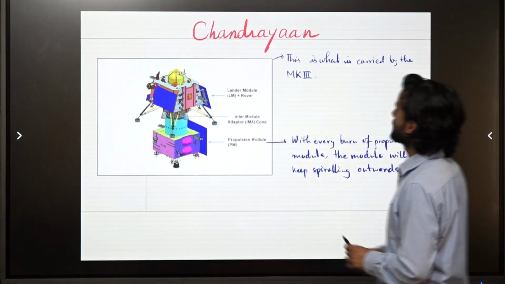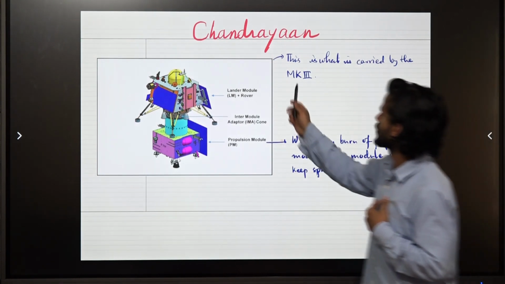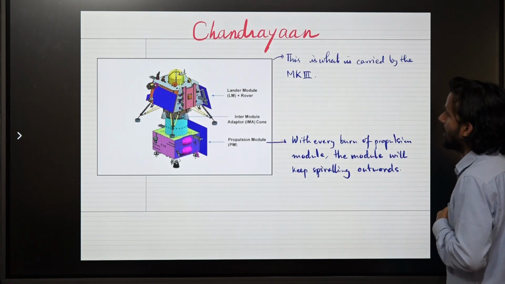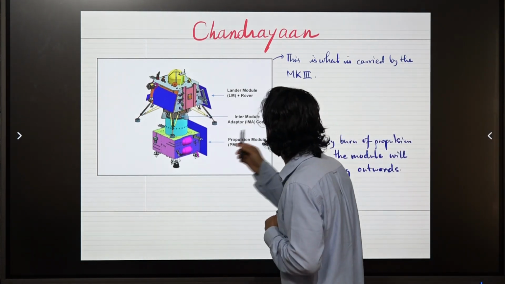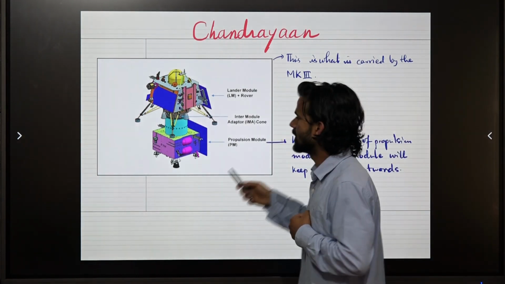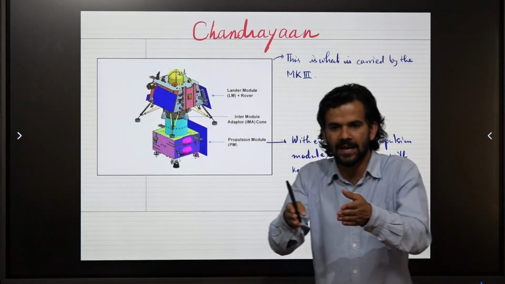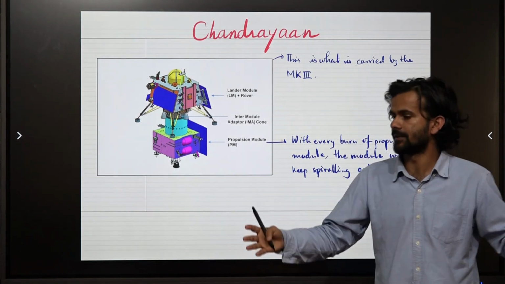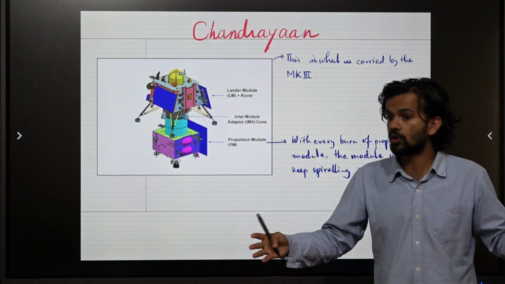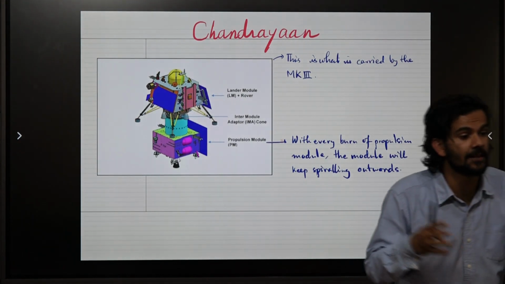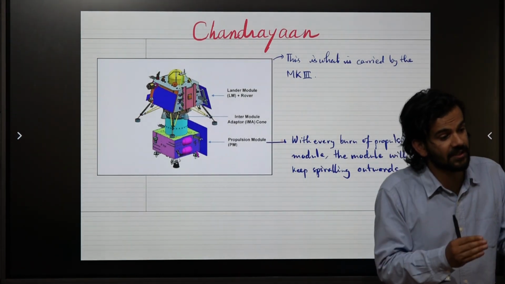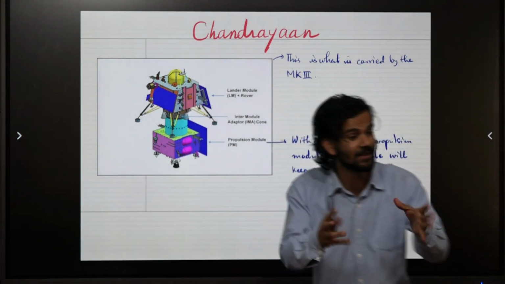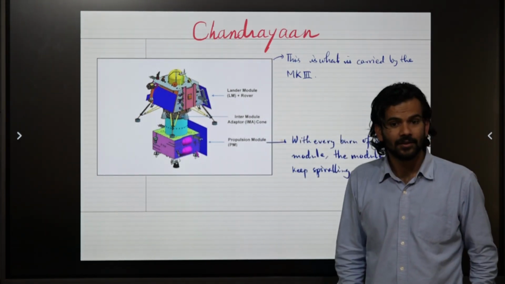Now, this is Chandrayaan. This is what is to be carried by the rocket, Mk3. Now, you have these three parts. The propulsion module is what is going to propel Chandrayaan once all the other parts of the rocket are separated, because most of the parts of the rocket get separated at a very early stage. At about 15 minutes, there is nothing, only this part is there after 15 minutes. You understood what I mean?